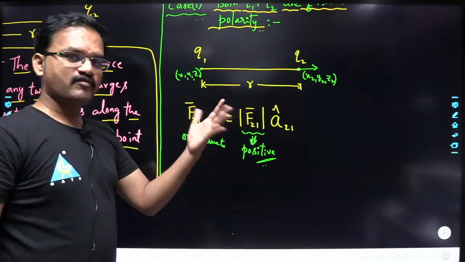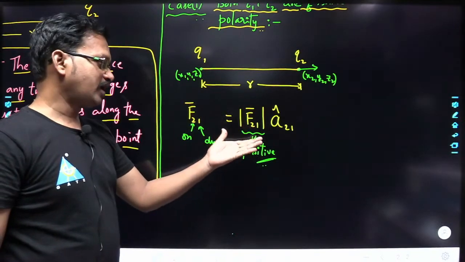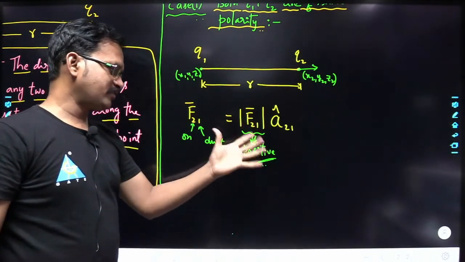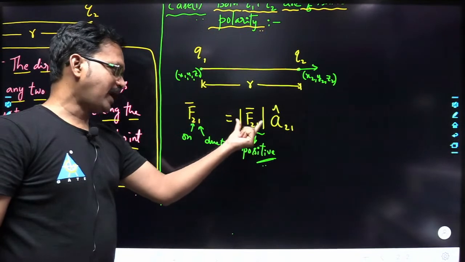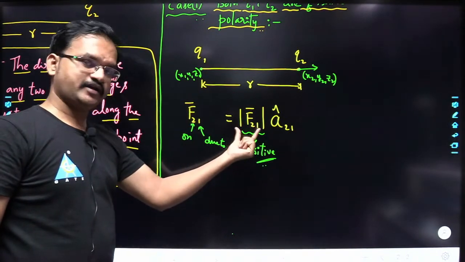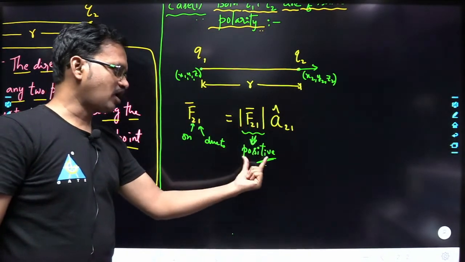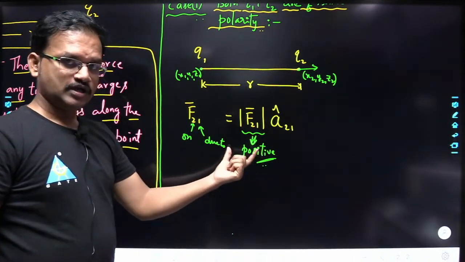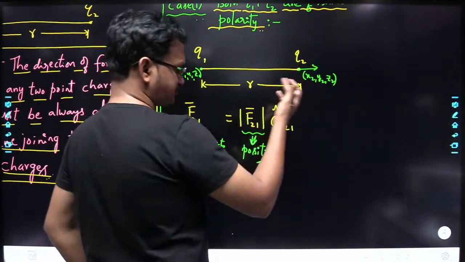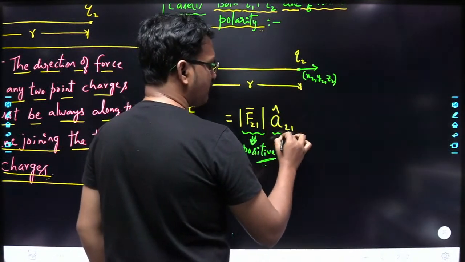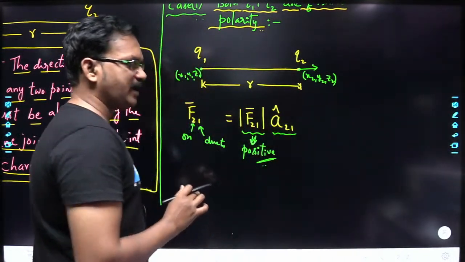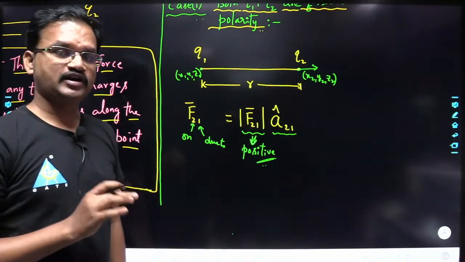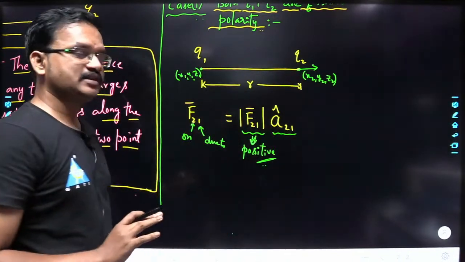Irrespective of polarity, whenever you are calculating the force between the charges, write only the magnitude. This magnitude must always be positive. The effect of polarity will be taken care of by the unit vector.